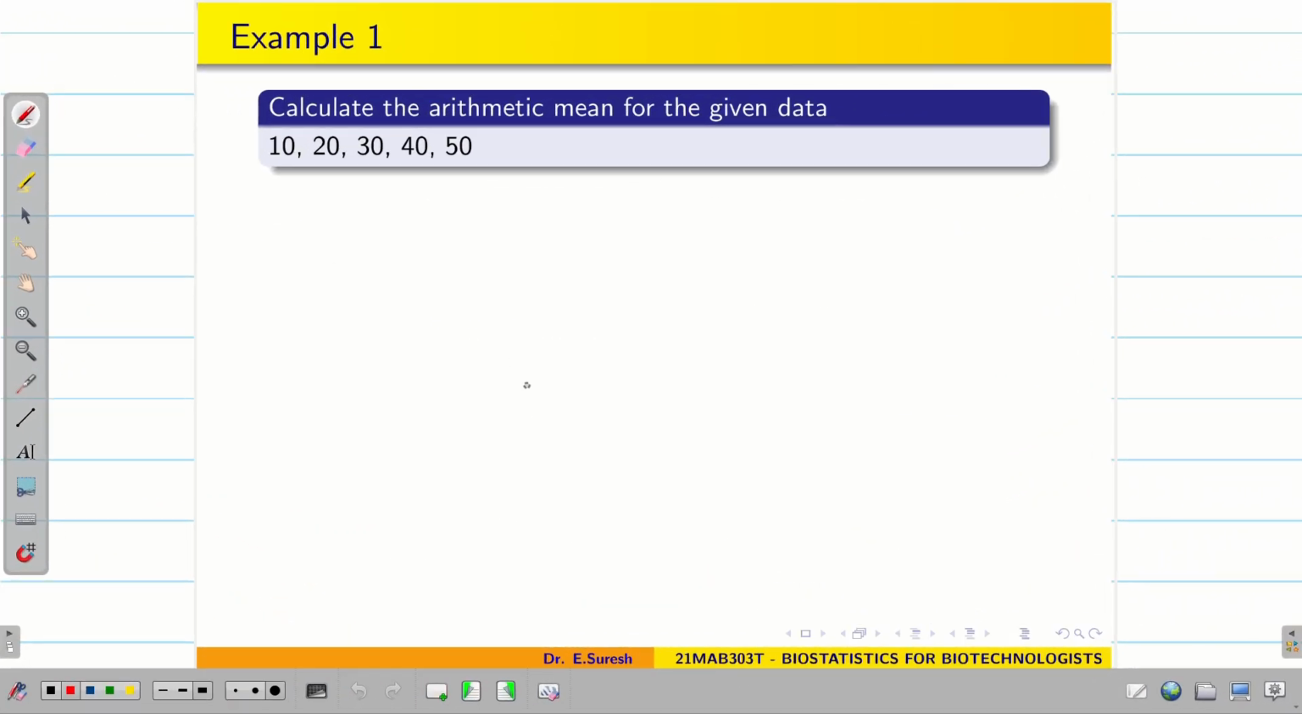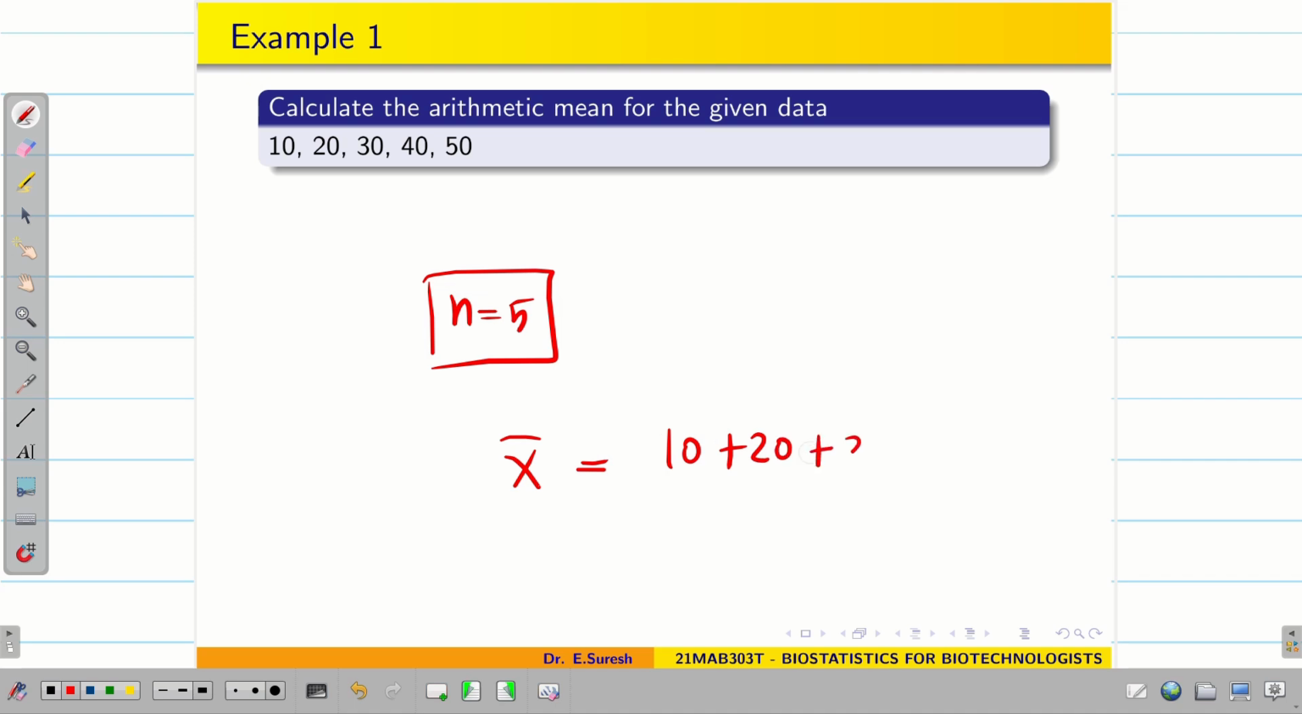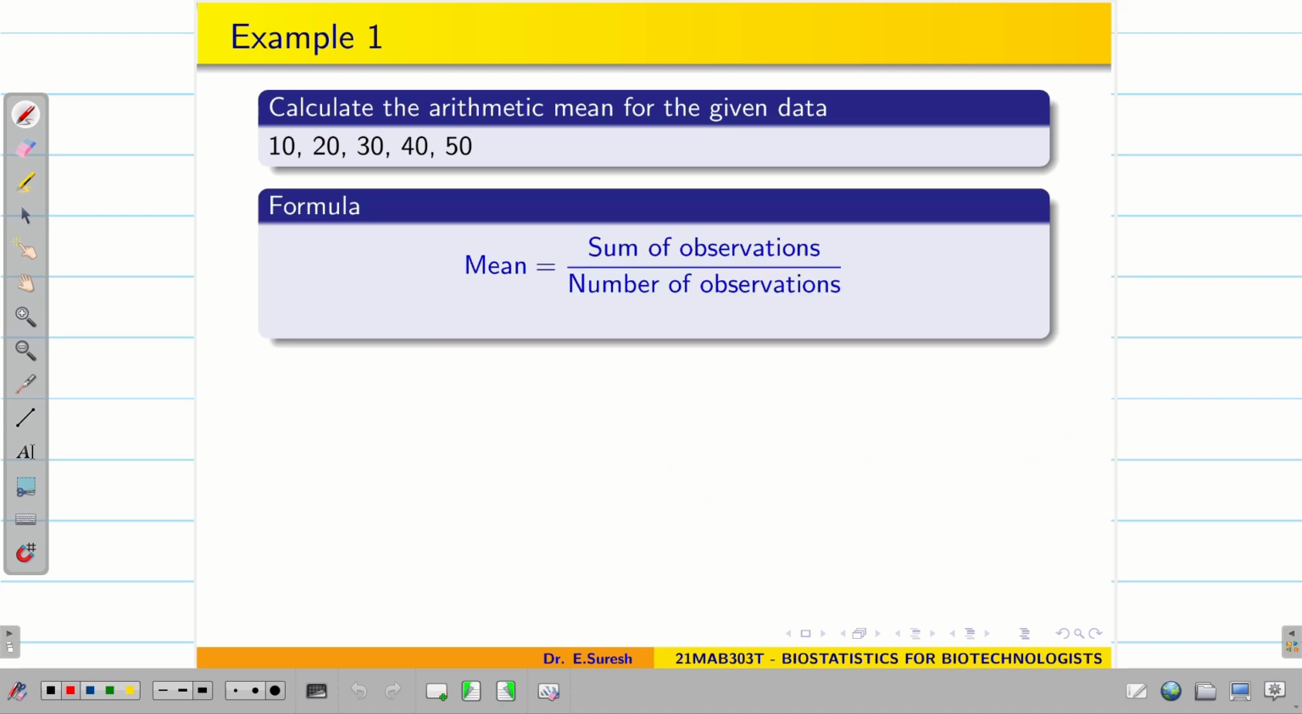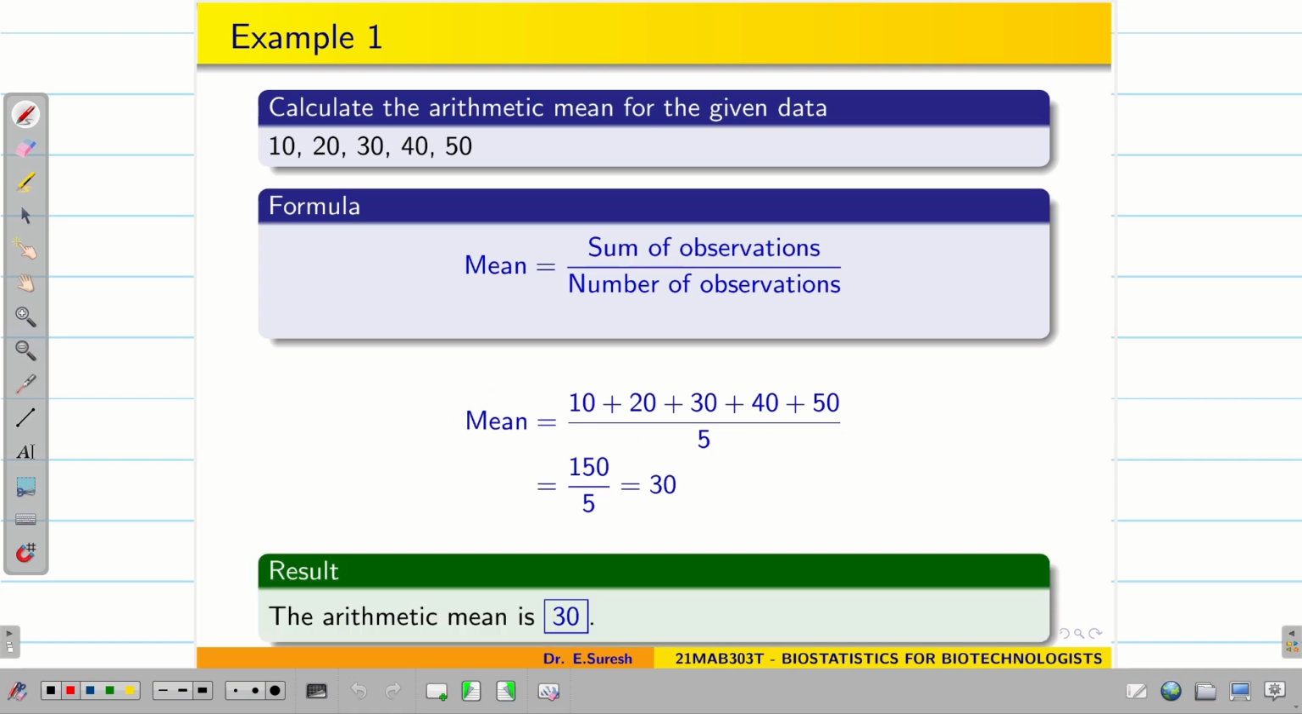Now let us go into an example. We have 5 numbers, so my n equal to 5. X bar is going to be 10 plus 20 plus 30 plus 40 plus 50 divided by 5. So sum of the observations divided by number of observations is my arithmetic mean. Mean represents arithmetic mean alone. Even though there are other means like geometric mean or harmonic mean, whenever people say mean, it represents arithmetic mean. Therefore, my solution is 150 by 5, that is 30. Therefore, the arithmetic mean is 30.